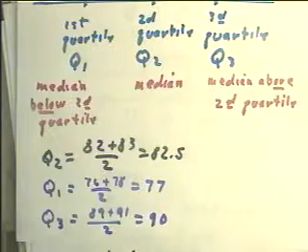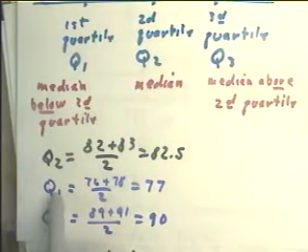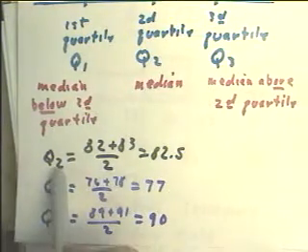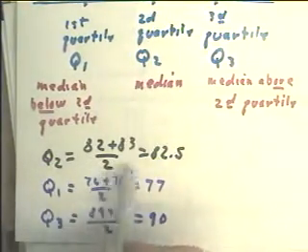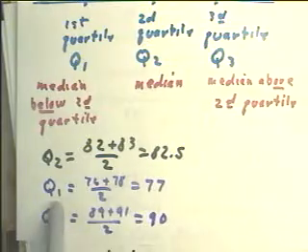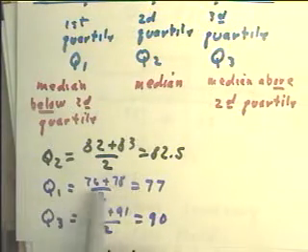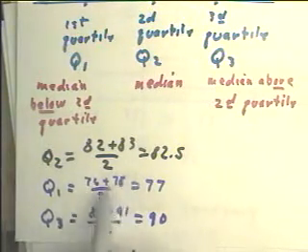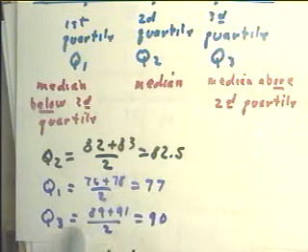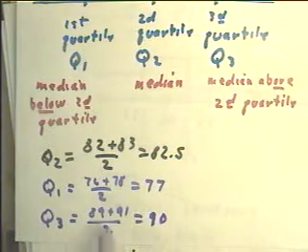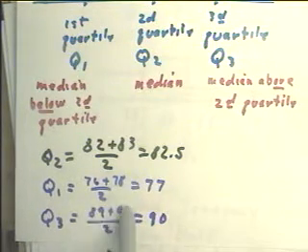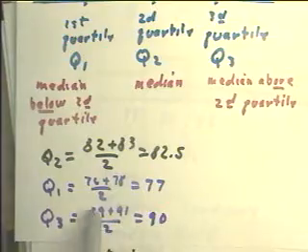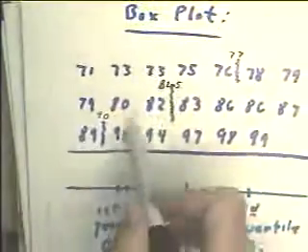So the first quartile is the median of the lower half, the second quartile is the median, which is the mean of the 2 numbers that are left in the middle, which is 82.5. The first quartile fell between the 76 and the 78, so we average those to get to 77. The third quartile is the median of everything above the second quartile, which is what we get when we average the 89 and the 91, and that's 90, just as indicated on the picture.